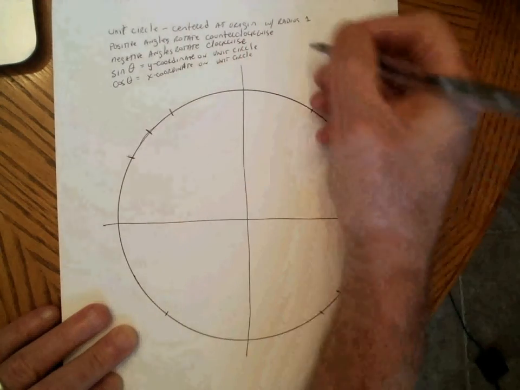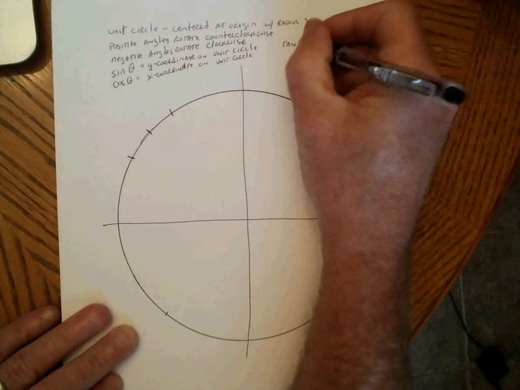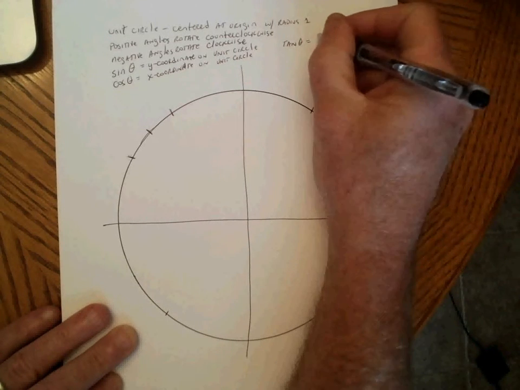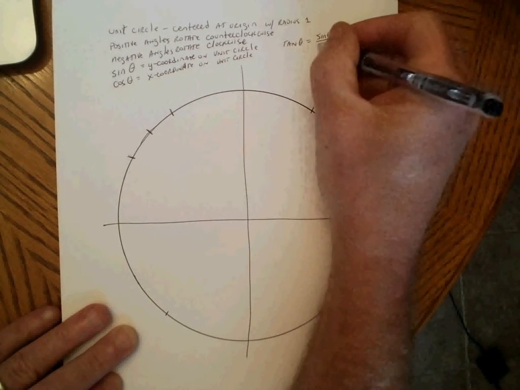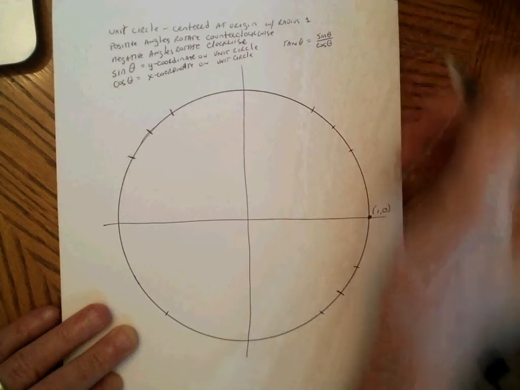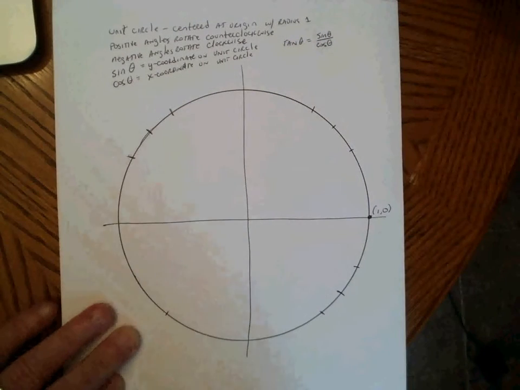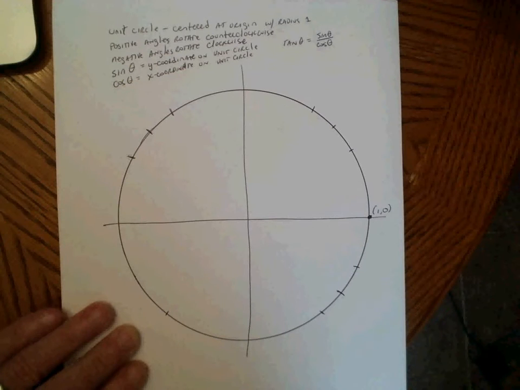And the tangent of an angle is the sine of that angle divided by the cosine of that angle. And then the reciprocal identities just follow. You flip the sine to get the cosecant, flip the cosine to get the secant, and flip the tangent to get the cotangent.